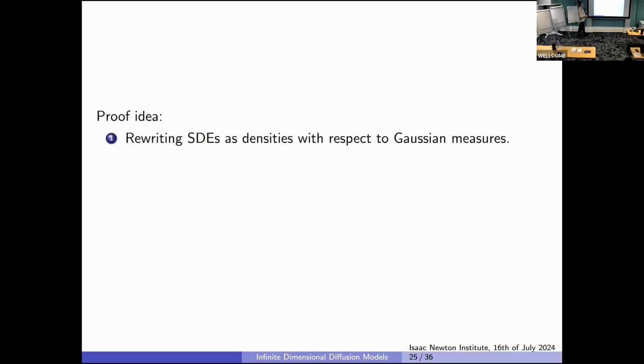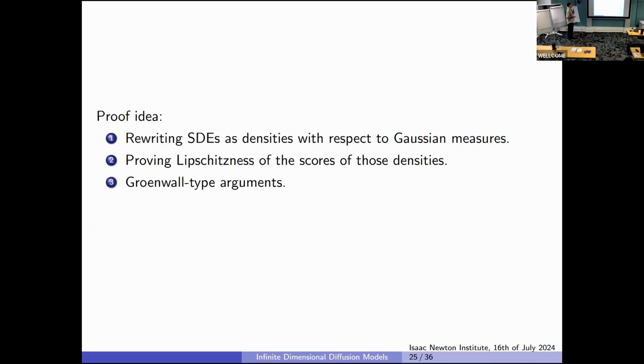And here we have to go back to rewriting the reverse SDEs with densities, but we use densities with respect to Gaussian measures, which differ case by case. And then we prove some kind of Lipschitzness of these densities. And then we use Grönwall for uniqueness.